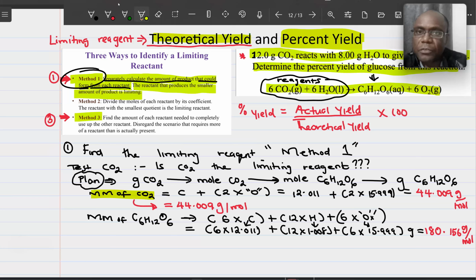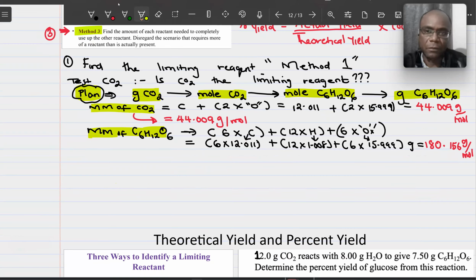So we needed to get these molar masses so we can execute our plan. Remember, our plan is to convert grams of CO2 given in the question, we are given 12 grams of CO2, to moles of CO2. Then using the reacting mole ratio in the chemical reaction, we'll find moles of glucose. Then we convert that to grams of glucose.